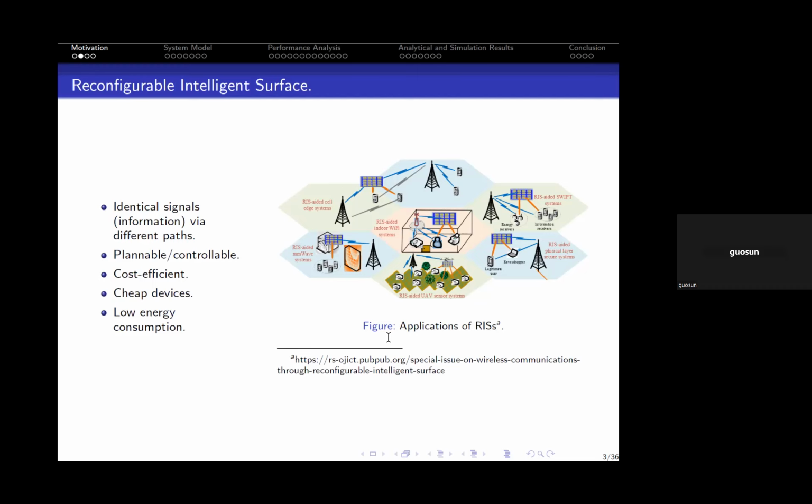But we look at this technology from the system level. From the system level, we abstract it to say RIS provides a secondary path that sends the identical signal, the same as the base station, to the user. So it's the same signal via different paths. Specifically, we assume it can be plannable and controllable. This kind of abstraction shares some similar ideas with previous generations, like relays, but it has some advantages. It is assumed to be cost efficient because it's cheap and has low energy consumption.